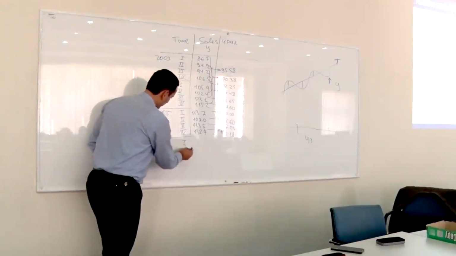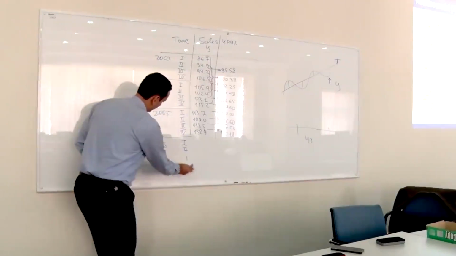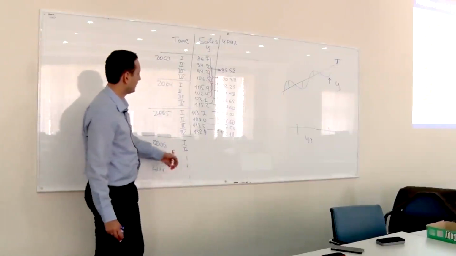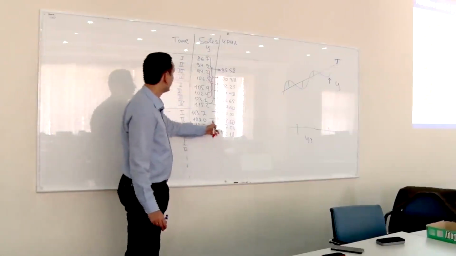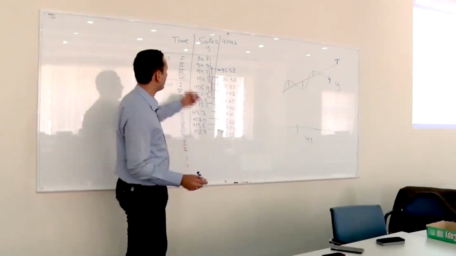Okay, so it's not enough here. I mean, the space is not enough. So what we're doing is, we have calculated the 4-point moving average. So this is how you calculate it.